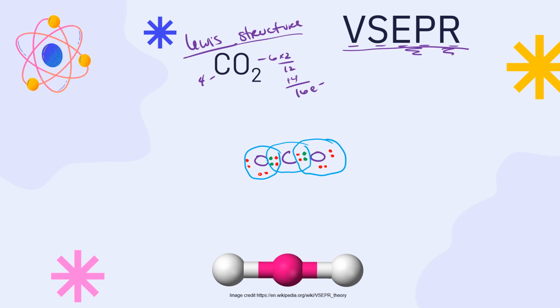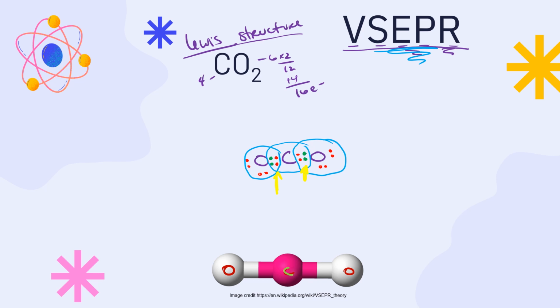So now to predict the shape of this molecule, we're going to think about how we can spread out those valence shell electron pairs. What is the best way to get these 2 groups of bonding electrons as far away from each other as possible? Well, that's going to be a line. So we're going to put oxygen here, we're going to put oxygen here, we're going to put carbon in the middle, and let me choose a better color so you can see that.